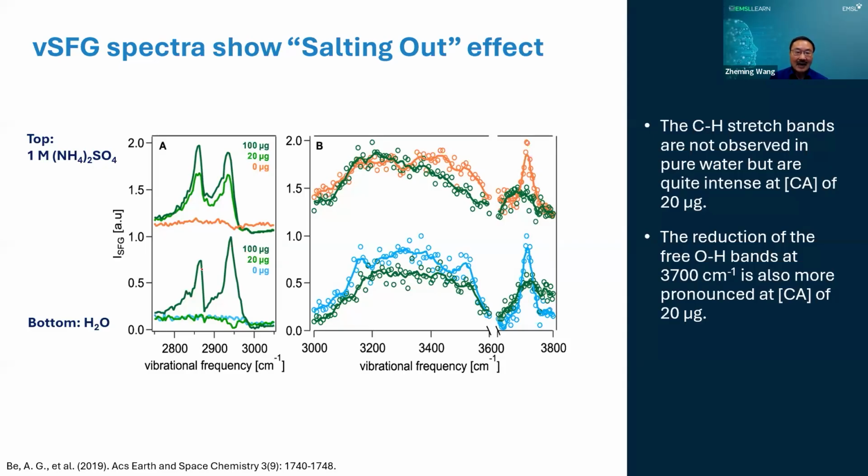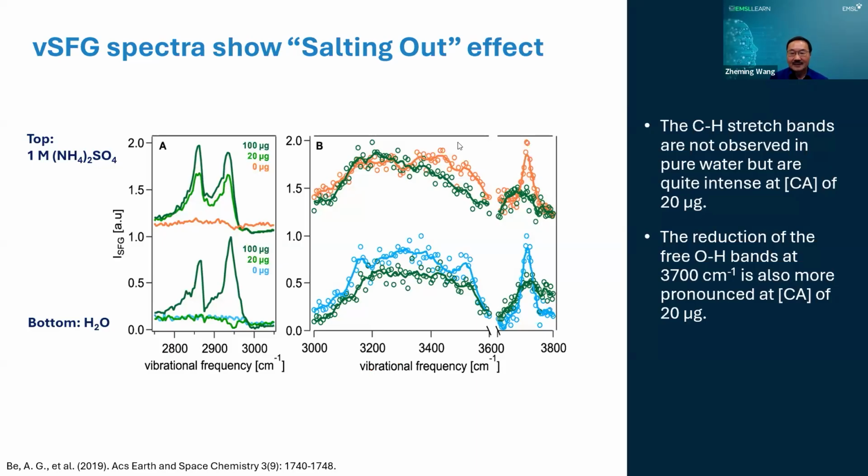group peaks there. However, if we have 1 molar ammonium sulfate in the solution, we see that while at 0 microgram there's nothing there, even at 20 microgram per liter of the organic, we already see appreciable intensity. That means the salt pushes the beta-carotene aldehyde to the surface. So from a molecular spectroscopy point of view, we specifically see such salting out effect occurred.